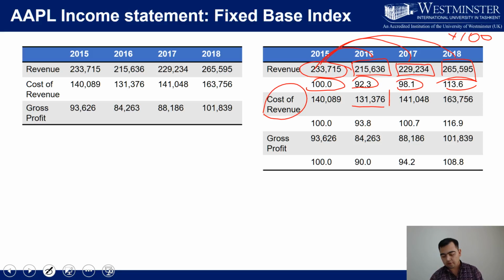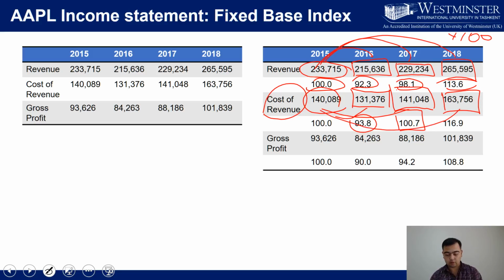131 billion divided by 140 gives us the 93. 141 billion divided by 140 again gives us the 100.7, and the 163 divided by again the 140 gives us the 116.9 number. Yes, okay.